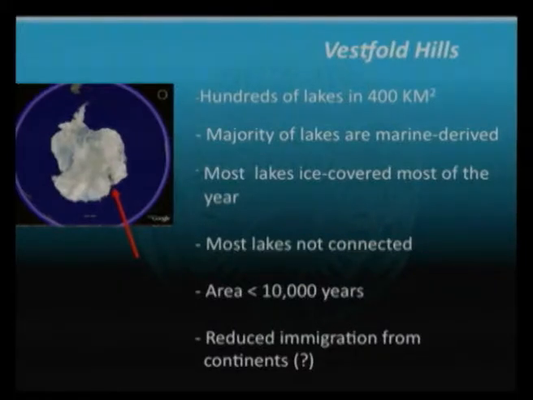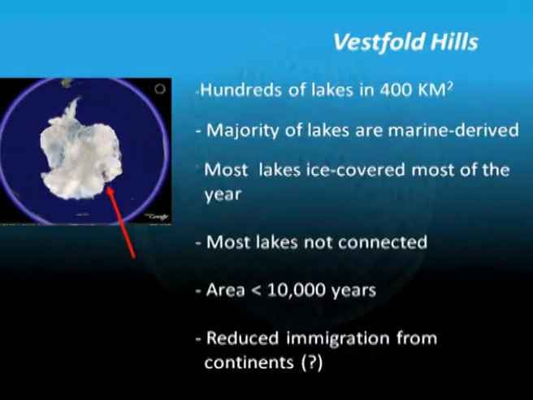We did this study in an area we think is really interesting. It's in Antarctica. It's called Vestfold Hills. It's an area which has about 400 square kilometers, with hundreds of lakes. The majority of lakes are marine derived. It means that they were in a way connected to the sea at some point of their history. They either emerged from the sea or they were flooded by the sea. Most lakes are ice covered most of the year, so one month per year more or less they are ice free.